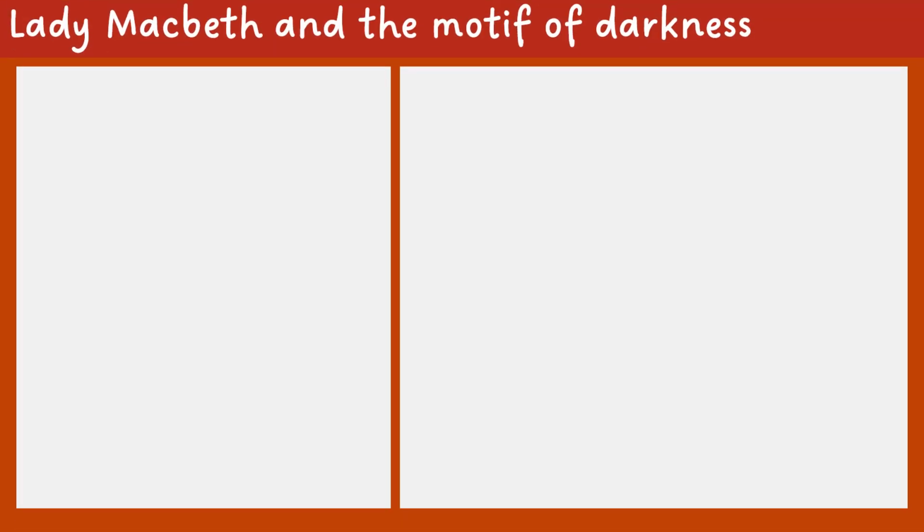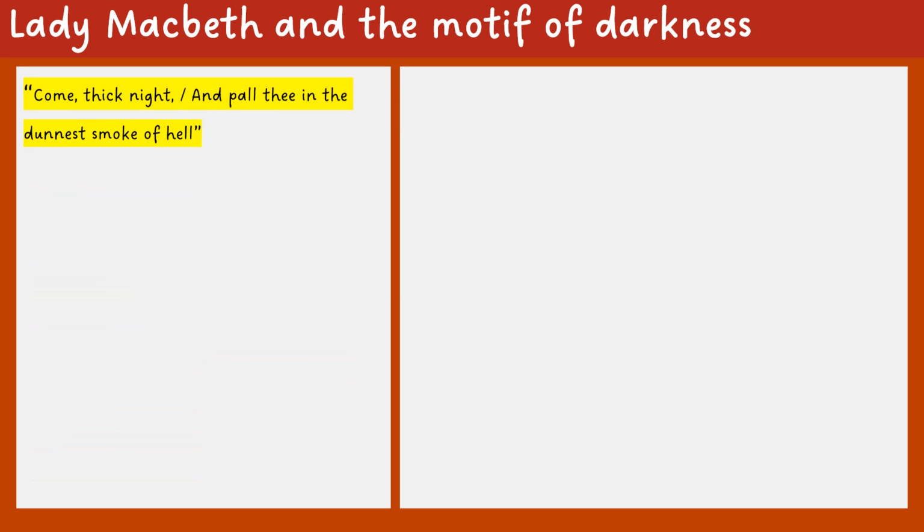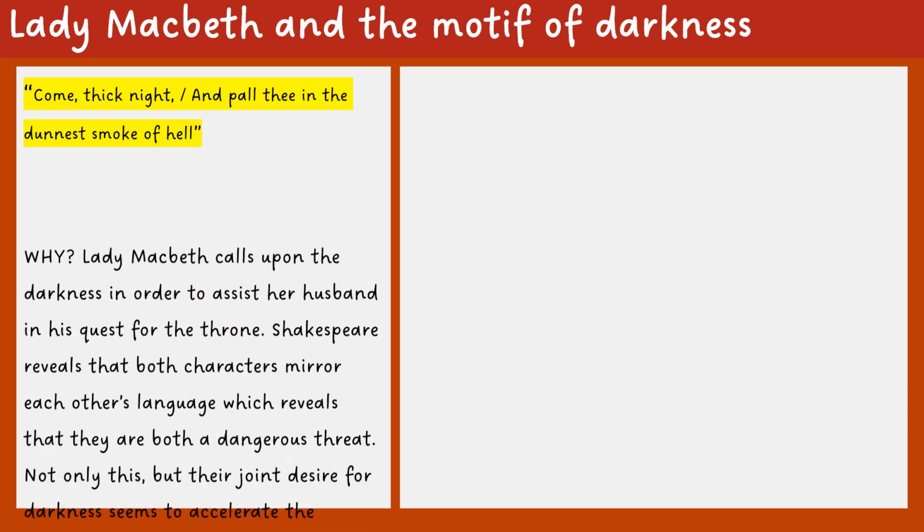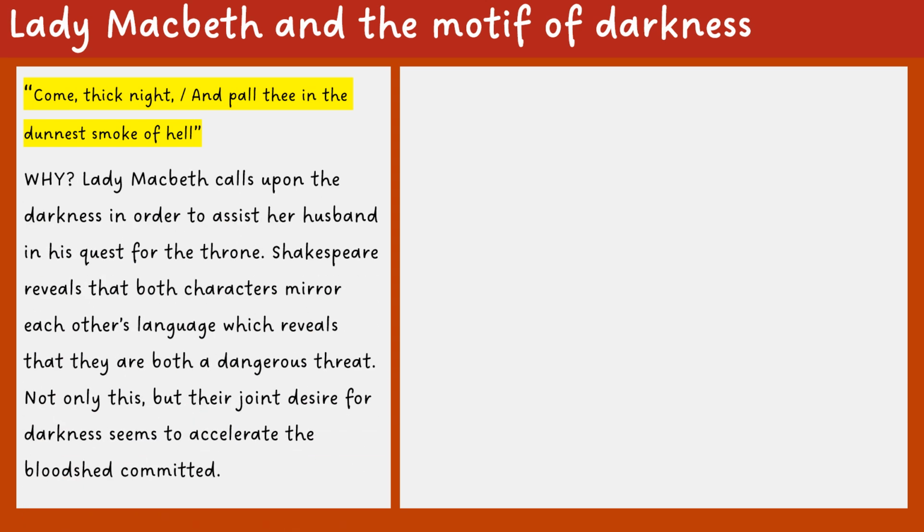Okay, so the next character that we need to look at is how Lady Macbeth links to the motif of darkness. Now, we see that once Lady Macbeth receives the news that Macbeth has had these prophecies delivered by the witches, we see that soliloquy of hers where she calls upon the supernatural to unsex her and stop up the passage to remorse, okay? But we also see throughout that soliloquy her calling upon the supernatural more specifically when she says, come thick night and pull thee in the dunnest smoke of hell.